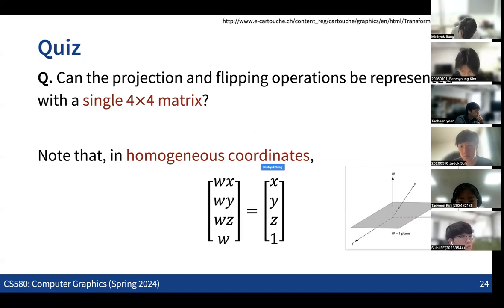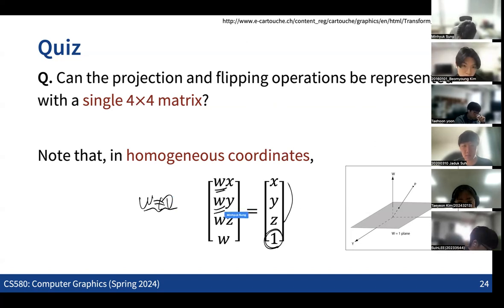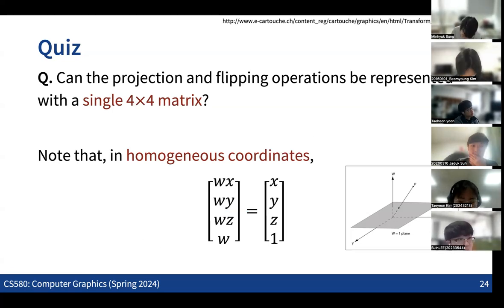The meaning of homogeneous coordinates is not just adding a one at the end. It also has the property that if you multiply all four coordinates by any non-zero constant, when W is not zero, we treat them as the same point. That is the basic idea of the homogeneous coordinate system: augmenting the 3D coordinates into 4D space.